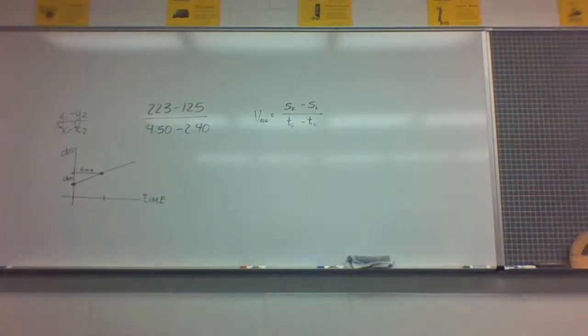Example 1 says, finding average speed. So now we're not going to talk about traveling along the highway. We're going to talk about a rock falling off a cliff. I'm on page 59. It says, a rock breaks loose from the top of a tall cliff. What's its average speed during the first 2 seconds of fall?